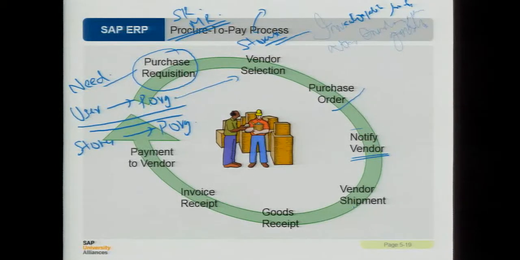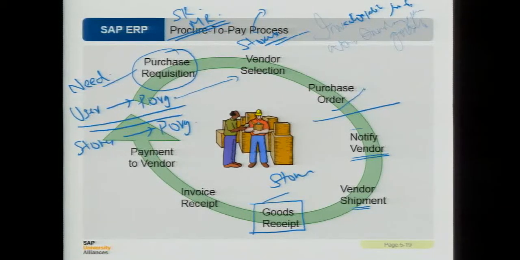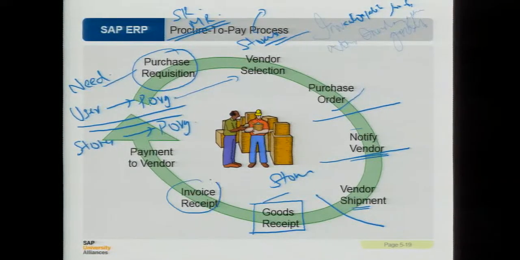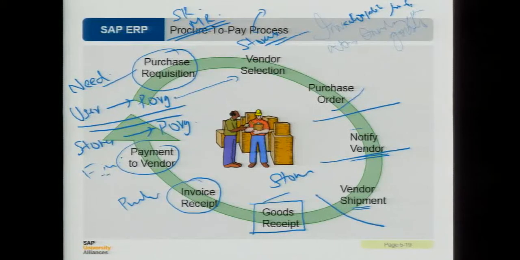Then the vendor ships the goods. This is something which takes place on the vendor's part. When the goods come to us, we receive the goods, and this is taken care of by the stores people. Up to this point is the purchase people, up to this point is the vendor, maybe this is also part of the purchase people, and then this is the stores people. Then the vendor sends the invoice, which is usually received by the purchase people, and then we pay the vendor, which is the domain of the finance or accounting people.